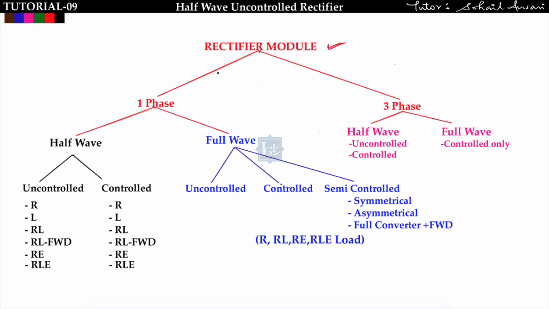So I already explained to you that I divided the rectifiers into categories. First one is single phase, second is three phase. In single phase, half wave and full wave, and in half wave again it is divided into categories: uncontrolled, in which I will use a diode, and controlled, in which I will use a thyristor.